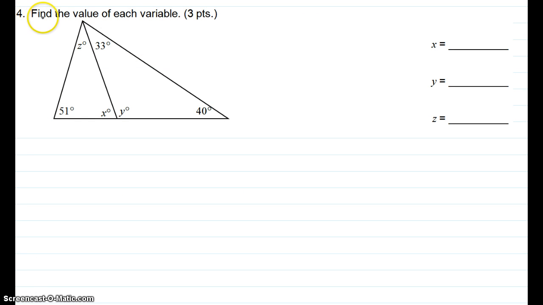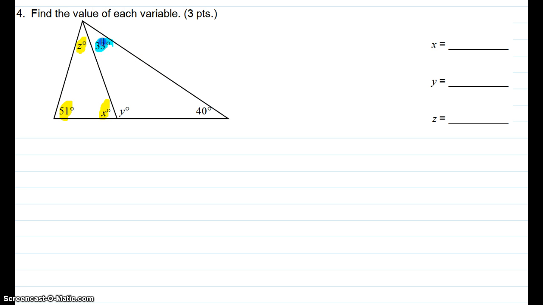Okay, so now as we look at number 4, find the value of each variable. We know that for any triangle, the angles will add up to 180. So if we were to start solving that, 51 plus z plus x, I wouldn't be able to do anything because I have two unknowns. So I don't want to start there.